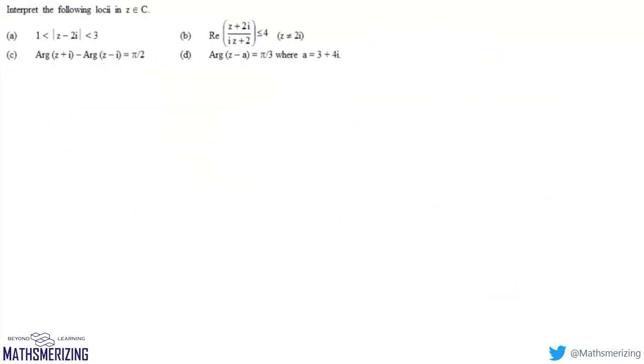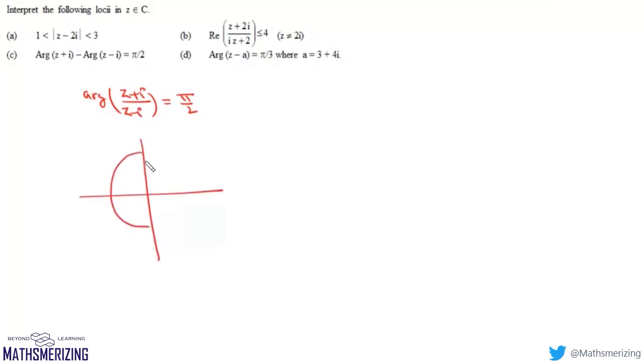Now this third locus is argument of z plus iota upon z minus iota. It is pi by 2. Now we know that it represents a semicircle whose endpoints of diameter are minus iota and plus iota. So we'll draw this circle. Endpoints of diameter are iota and minus iota. Now it is not plus minus pi by 2. So that means it is not going to represent this complete circle, but it is going to represent a semicircle. Now which one? On the left or on the right?